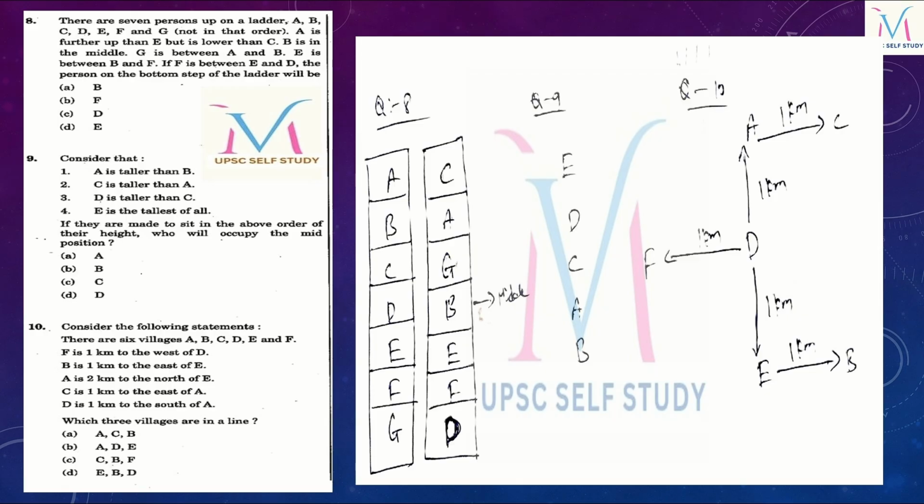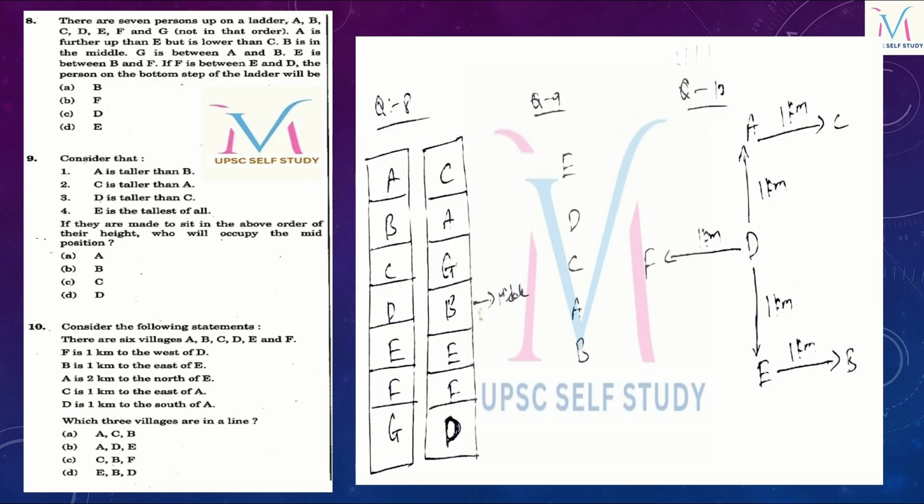Just write it in a rough way. Look at the picture. F is 1 kilometer to the west of D, and B is 1 kilometer to the east of E. A is 2 kilometers to the north of E. C is 1 kilometer to the east of A. D is 1 kilometer to the south of A. You have to draw this line very carefully. Then only you will be able to understand.